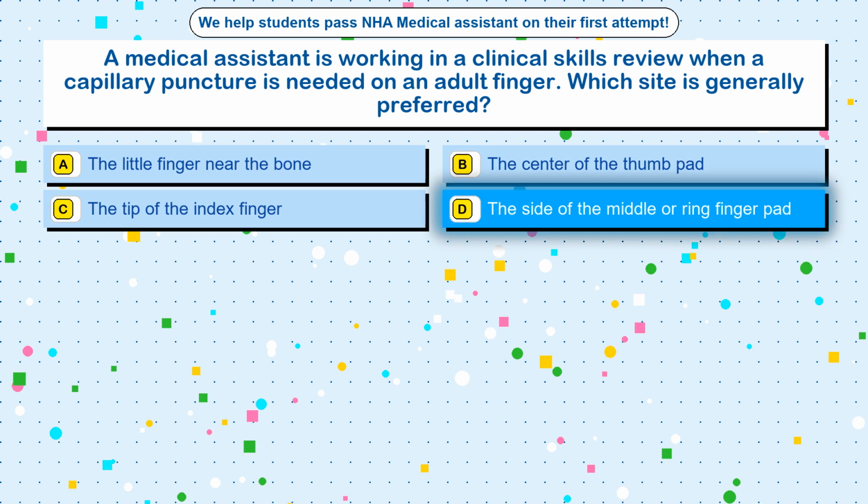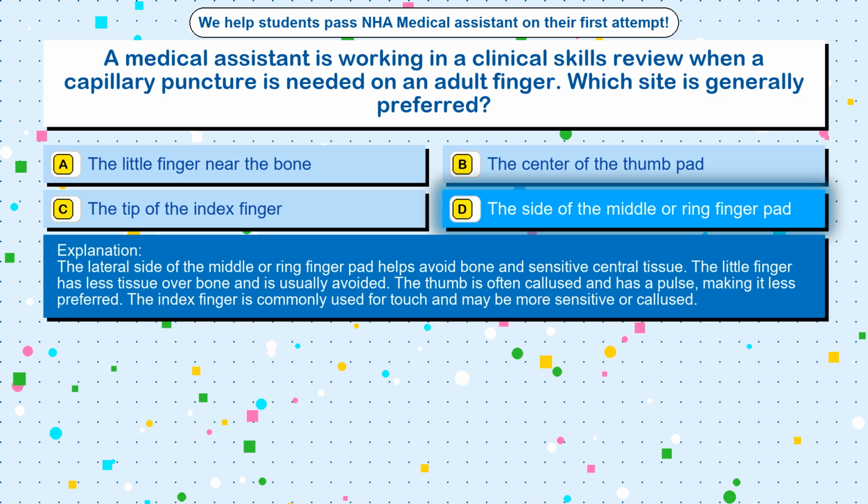The correct answer is option D. The side of the middle or ring finger pad. The lateral side of the middle or ring finger pad helps avoid bone and sensitive central tissue. The little finger has less tissue over bone and is usually avoided. The thumb is often calloused and has a pulse, making it less preferred. The index finger is commonly used for touch and may be more sensitive or calloused.